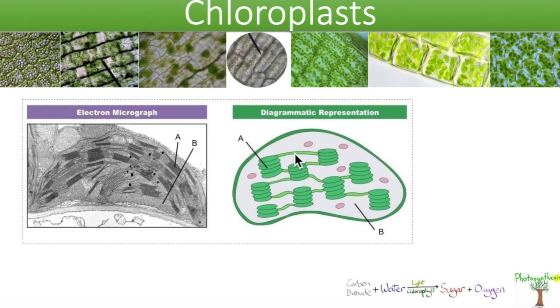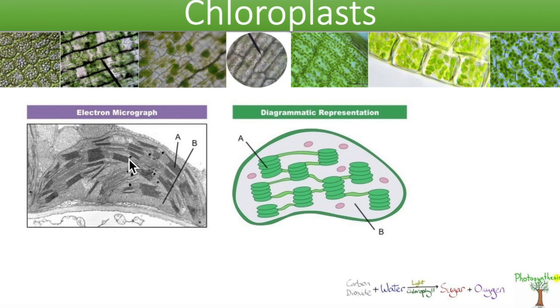Now I want us to take a look at the chloroplasts. Okay, so remember, inside the plant cells there are these green organelles, as you can see on all these different diagrams, called chloroplasts, and this is where photosynthesis happens because they contain chlorophyll, which is able to capture the sunlight.